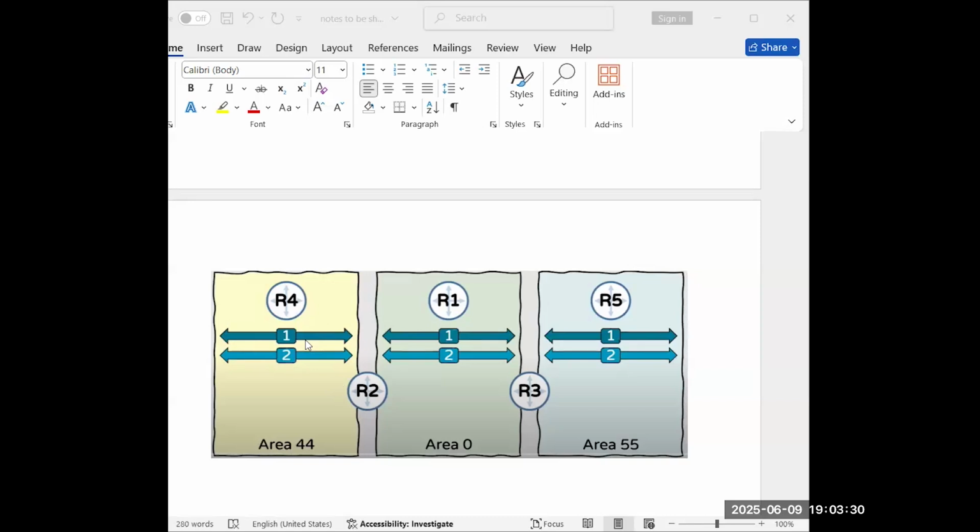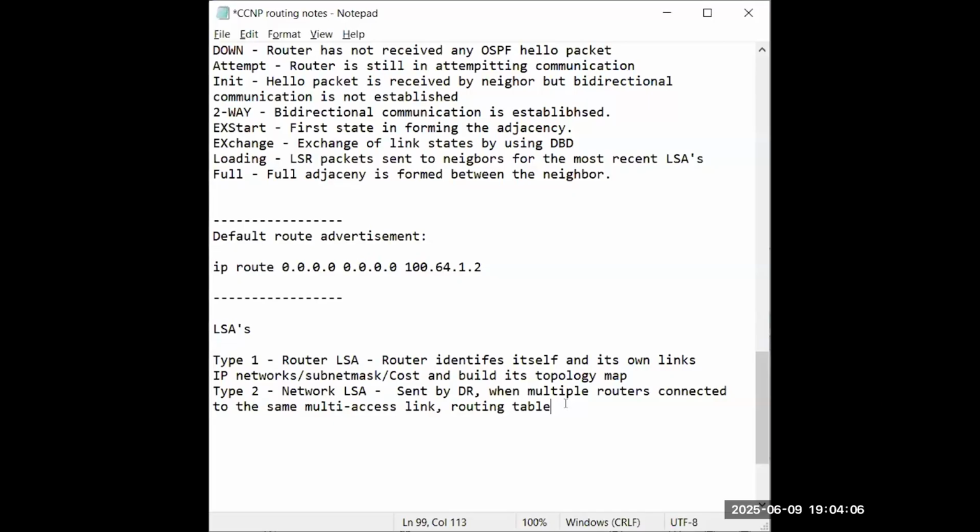Okay. Next is the summary LSA. By the end of the class, you will at least understand each LSA. Next, type 3 LSA.